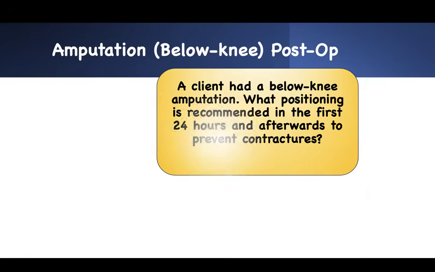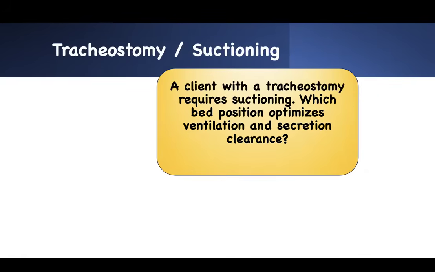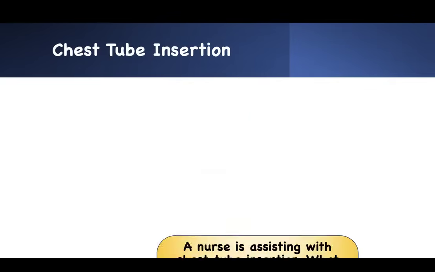That is the key. If you want to suction a patient who has a tracheostomy, what do you do? A client with tracheostomy requires suctioning. Which bed position optimizes ventilation and secretion clearance? Ventilation, you got to be up. That's all. Semi-fowler or high-fowler. Don't make it difficult. These kinds of positional questions are designed to test your critical thinking. And I know the nursing process tells you to always prevent harm and therefore lift the patient up. That will help with clearance.